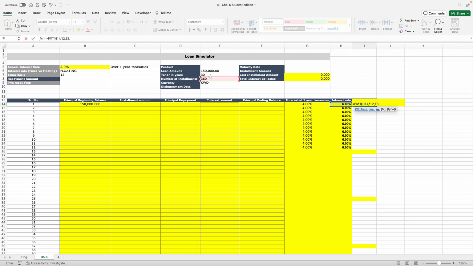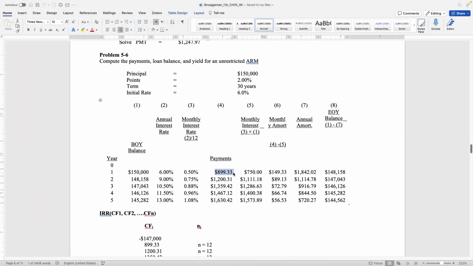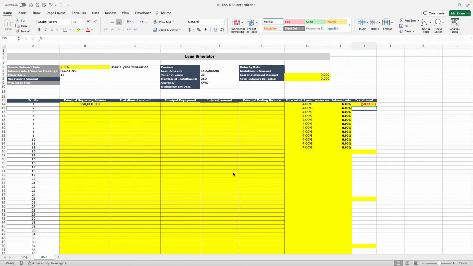Comma. Present value. What's the amount of the loan? 150. Close the bracket, enter. It gives you the installment amount, 899.33, which is exactly what we have over here in the solutions manual. So the installment amount equals minus this. I put it as minus just so that it becomes neat.